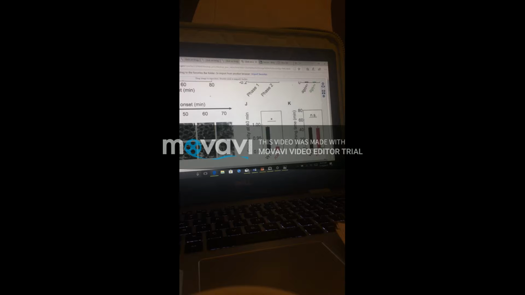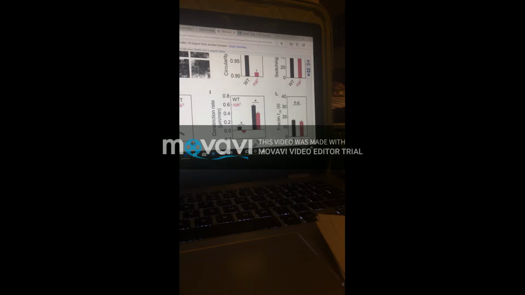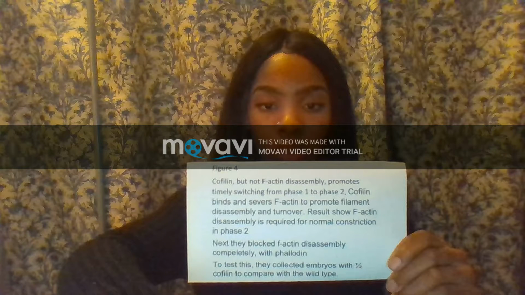In J, the circularity at 40 minutes is being compared for the wild type and the mutant. The wild type has more circularity at 40 minutes than the mutant. K is showing the time it takes to switch from phase 1 to phase 2. Both the wild type and the mutant have equal phase switching times. L is showing that the wild type and the mutant have a relatively similar F-actin half-life.